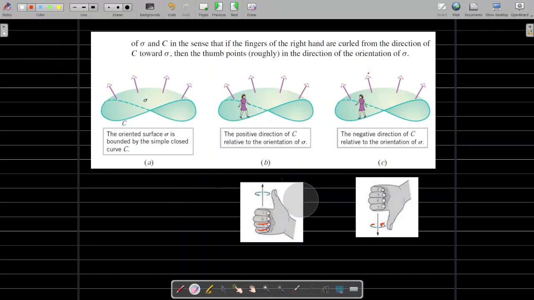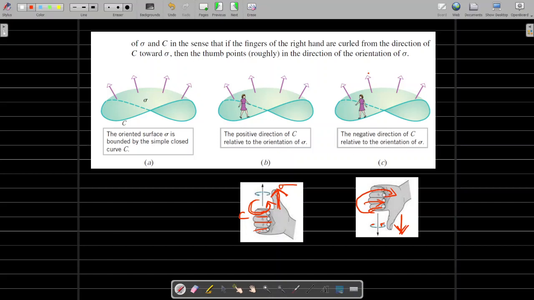I'll repeat once again using the thumb rule. Here you can see in this given figure, the fingers other than the thumb are directed in this direction, and your thumb is in the upper direction. So if this is the orientation of sigma, then this will be the direction of C. On the contrary, if your surface is oriented downward, then if you keep your hand like this, your thumb is pointing downwards and your fingers are in this direction. So this is the positive direction of the curve C.